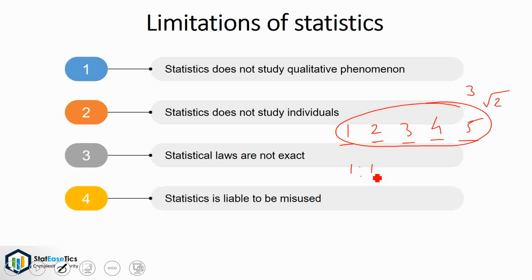The fourth is statistics is liable to be misused. That is, if the statistical data goes into the hands of inexperts or dishonest persons, then they can misuse it by manipulating the data or using some analytical tools that would give output in their favor. So all these things can happen if it goes in the hands of dishonest or inexpert persons. Hence, always the statistics should be handled by the experts. So statistics is liable to be misused. So these were the limitations of statistics.